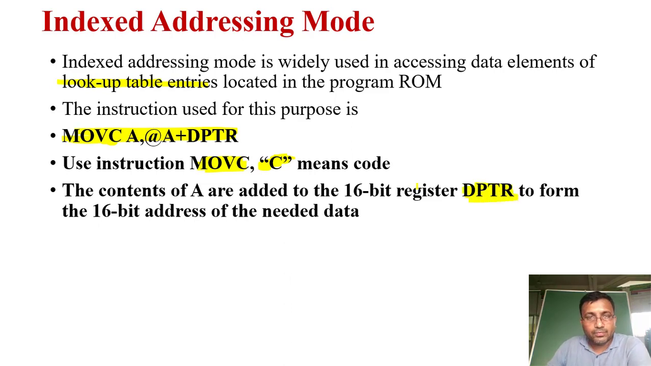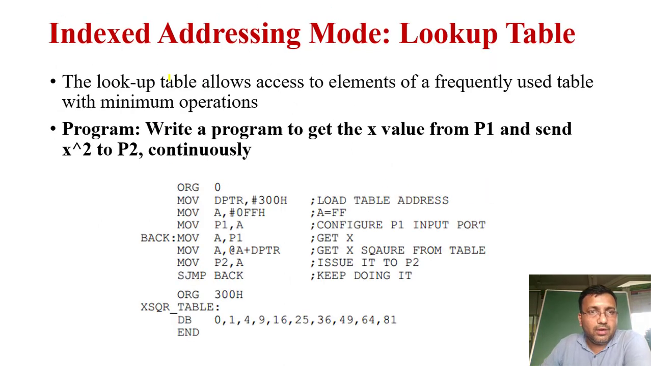Here is an example. We can use a lookup table to find values frequently. Write a program to get an X value from P1. We'll receive the value from port 1 and then send X square to port 2. So we'll compute the X square and then send it to port 2.